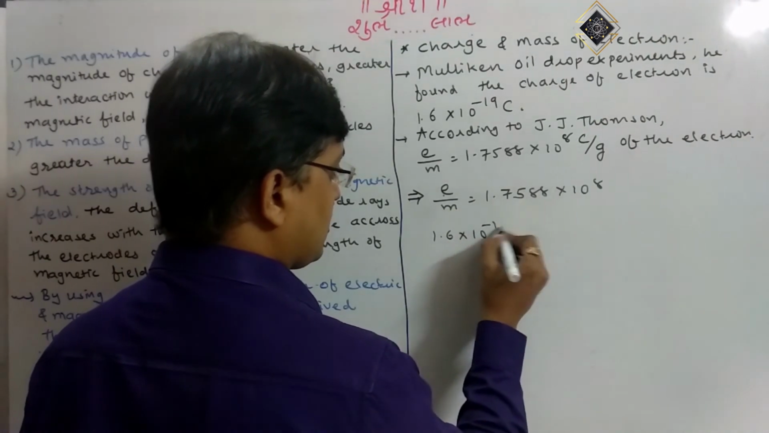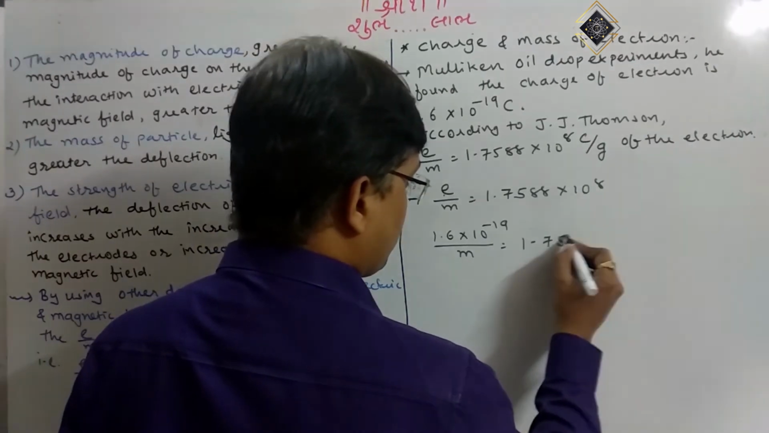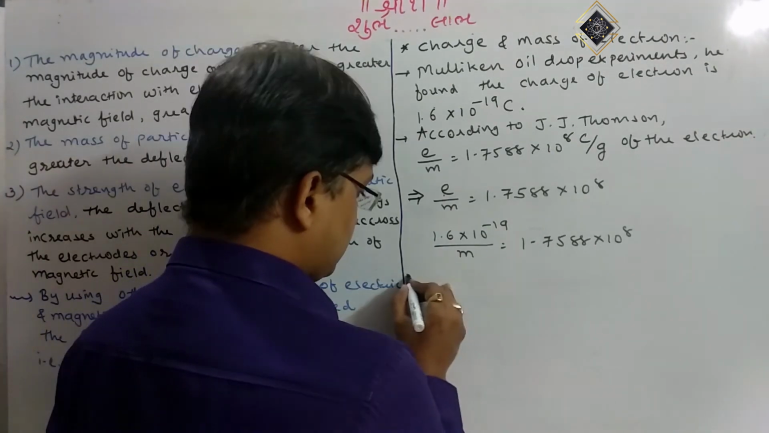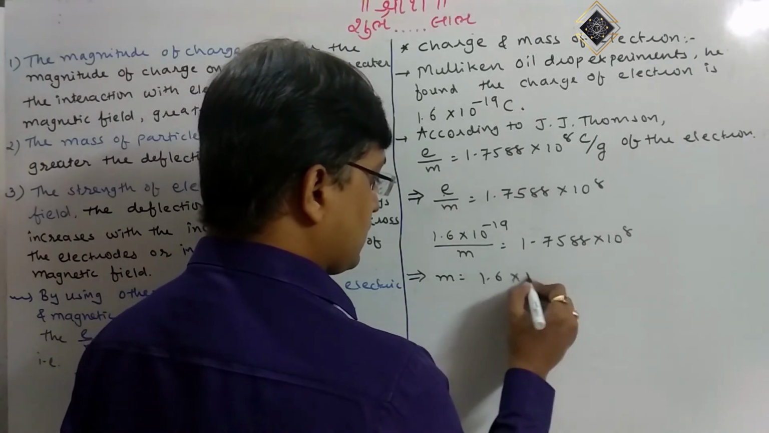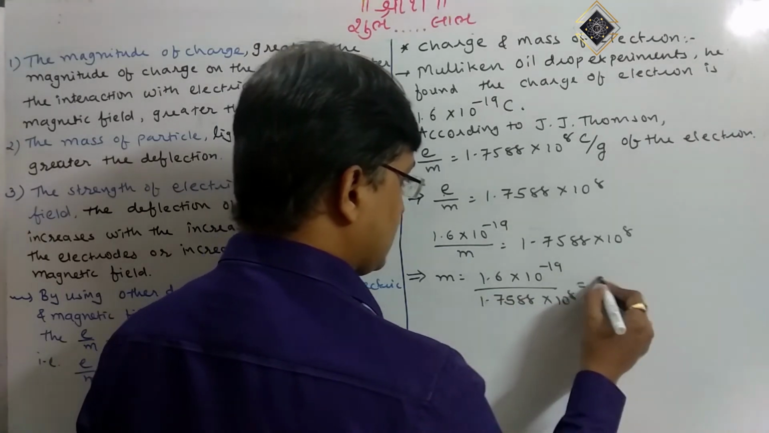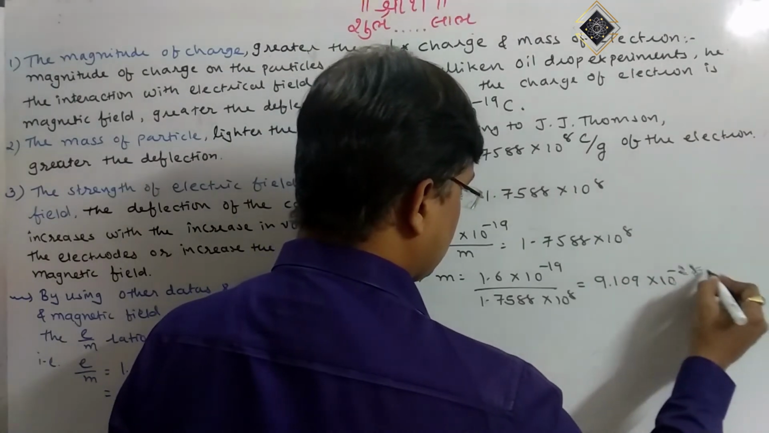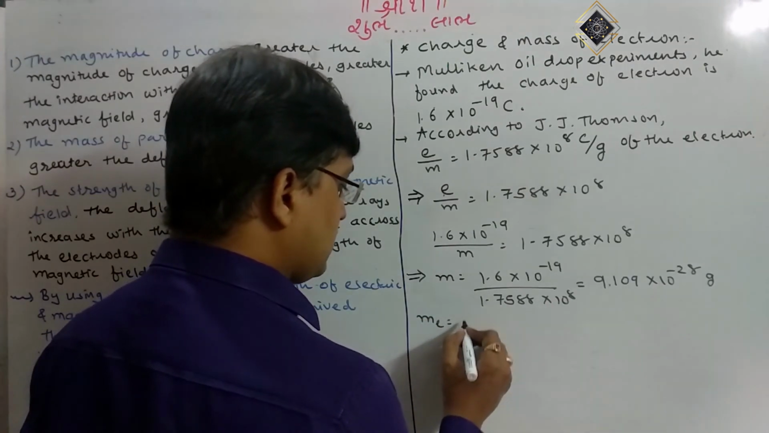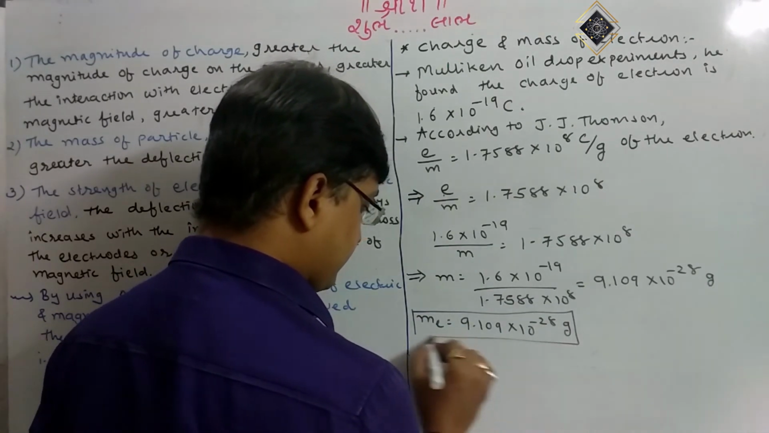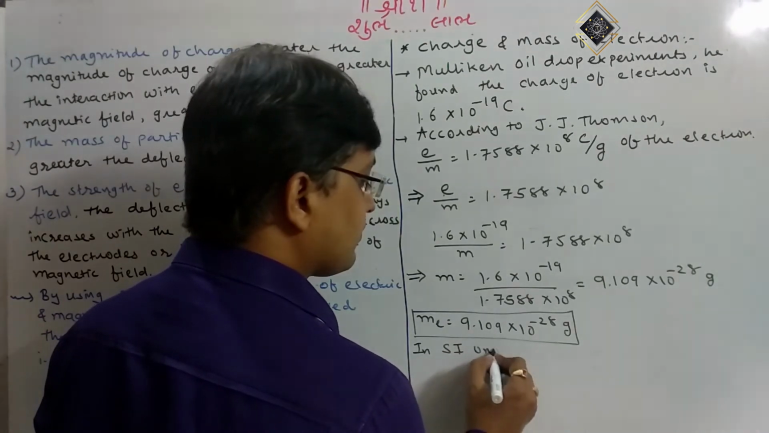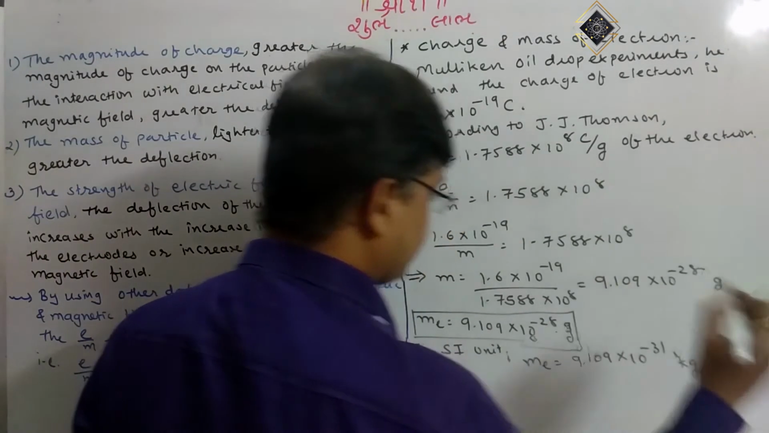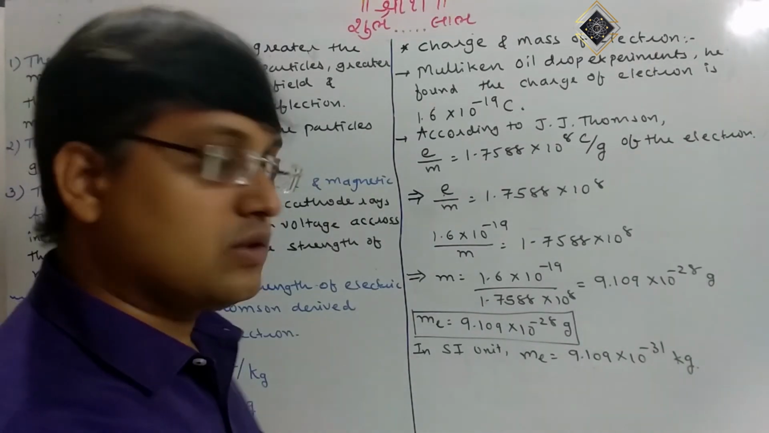So 1.6 into 10 raised to minus 19 upon m is equal to 1.7588 into 10 raised to 8. Take the mass to one side and this data in the denominator, which implies that m is equal to 1.6 into 10 raised to minus 19 divided by 1.7588 into 10 raised to 8, and that is equal to 9.109 into 10 raised to minus 28 gram. This is the mass of the electron. Me is equal to 9.109 into 10 raised to minus 28 gram. In SI unit, the mass of the electron is 9.109 into 10 raised to minus 31 kilogram. This way we can calculate the mass of the electron.